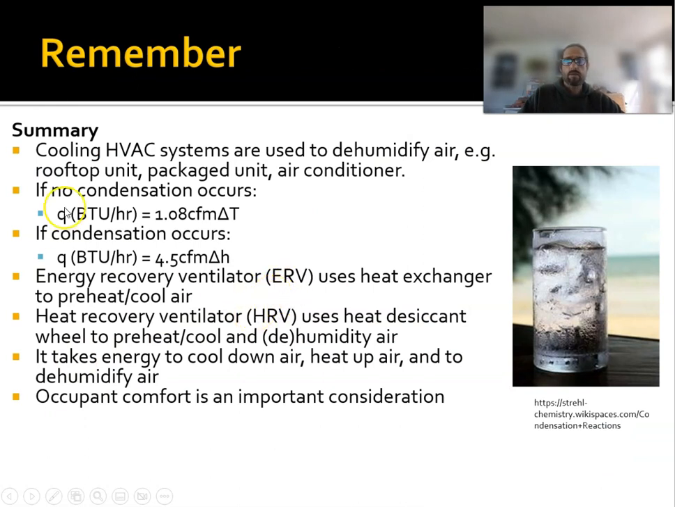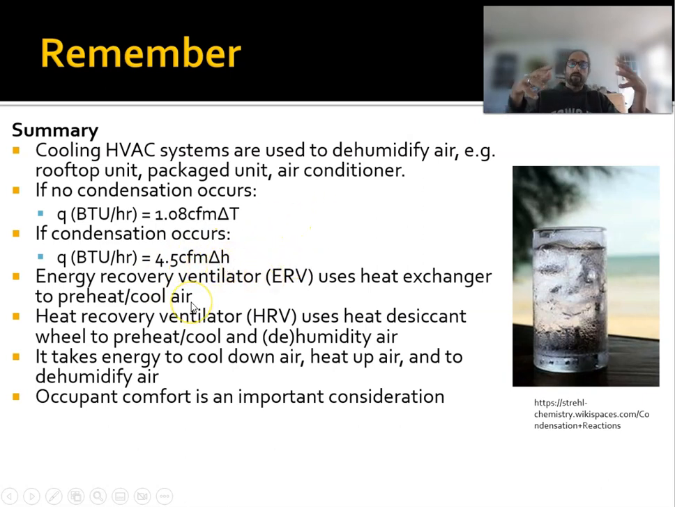So to summarize this discussion, remember that anything that cools the air is going to end up dehumidifying it, right? So package unit, rooftop unit, a window unit, whatever. If you drop below the dew point, you're going to release moisture, which then dehumidifies the air. If we don't have condensation and we want to calculate the energy that we need to cool down air, we can just use 1.08 times CFM times delta T. If there's any condensation, or there happens to be evaporation, which really doesn't happen, you would use the heat loss equation using enthalpy, which is 4.5 times CFM times delta H.